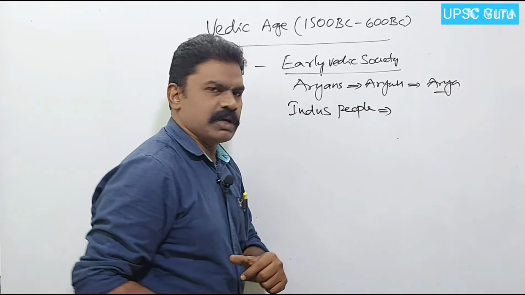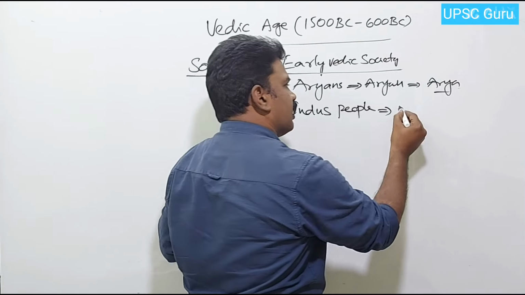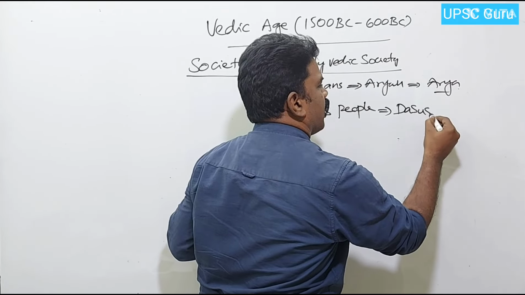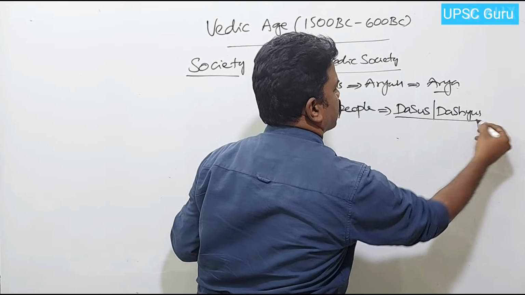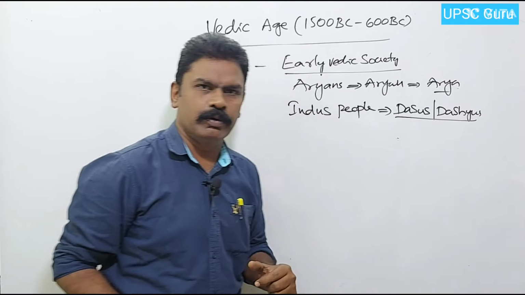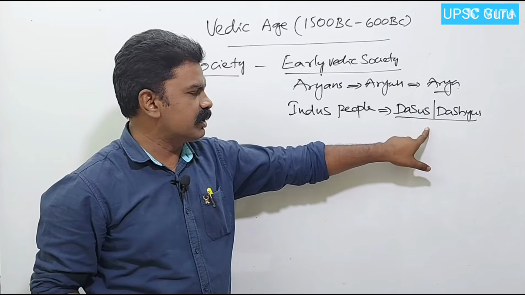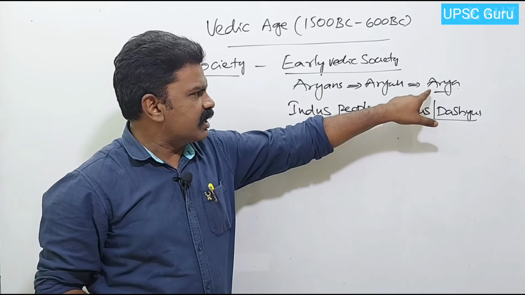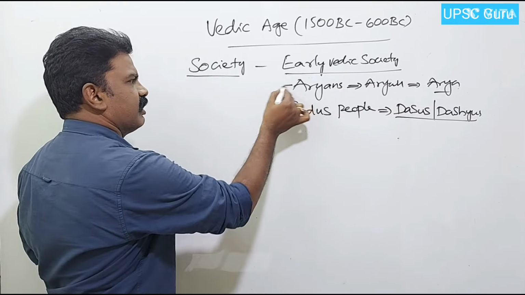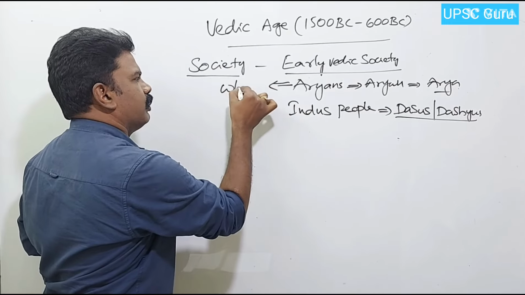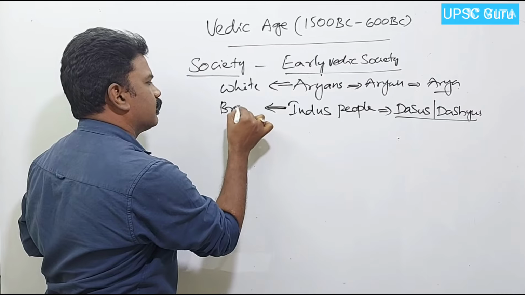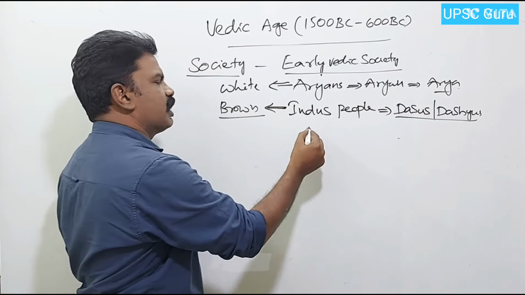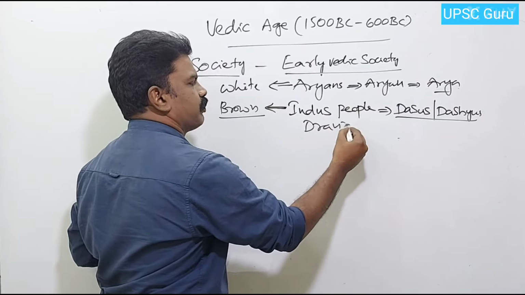So what were the Indus people called? They were called Dasus or Dasyus. These were the indigenous Indian people. Aryans were white in color. These were brown in color. These were also called Dravidians.